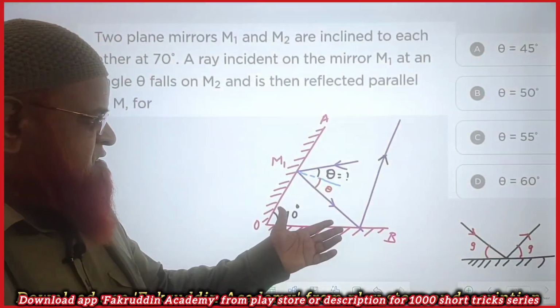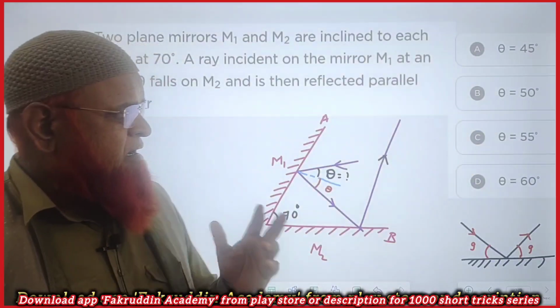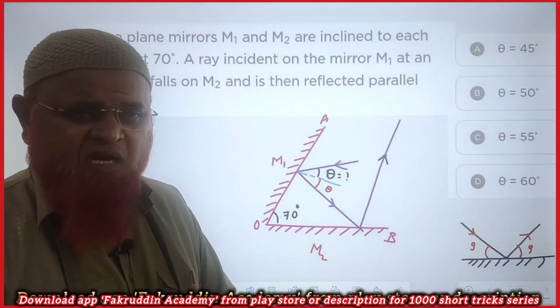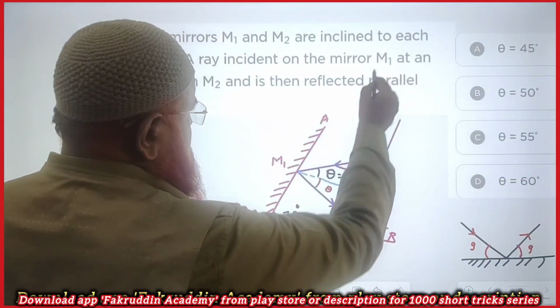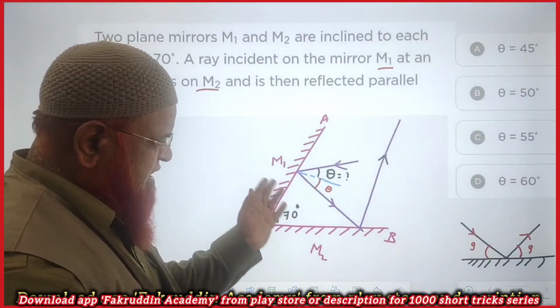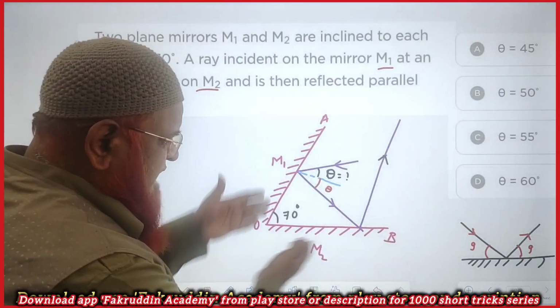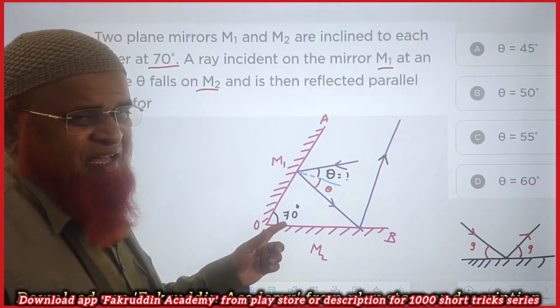Dear students, let us see the structure here now. This is also a previous year question asked in NEET and JEE Mains. Many models of this type are asked. Now in this case, he has taken two mirrors, M1 and M2. And they are having a certain angle which is given. The angle is 70 degrees.